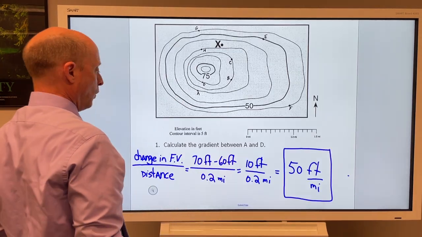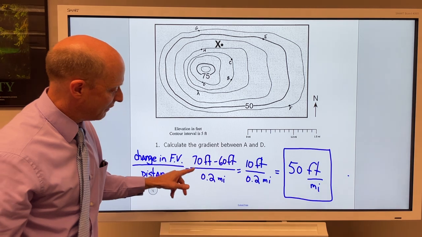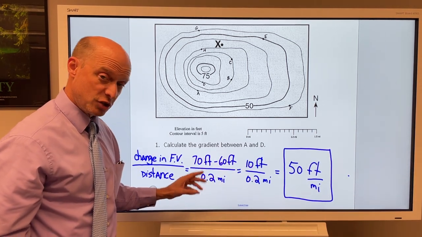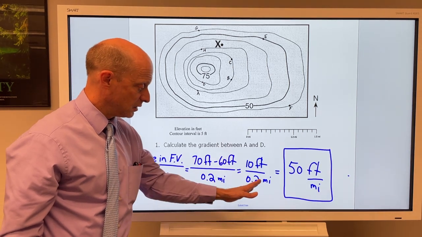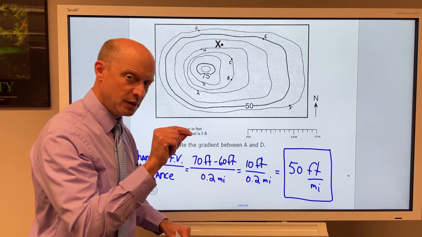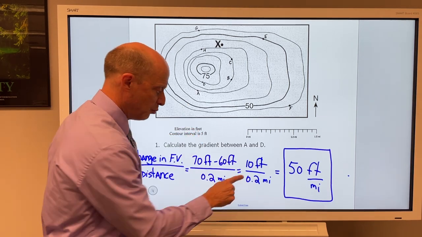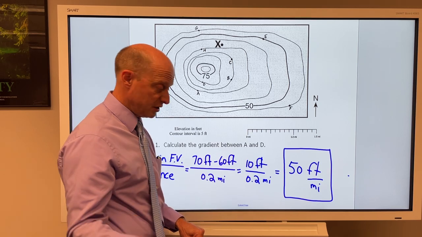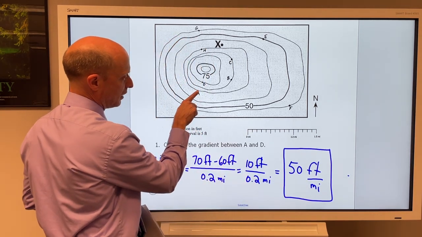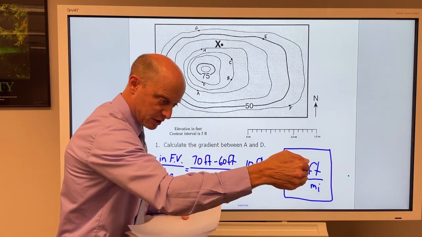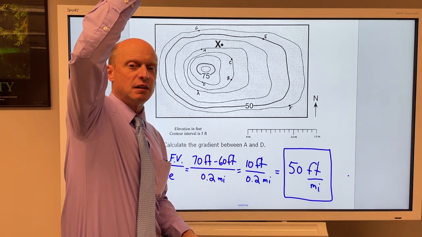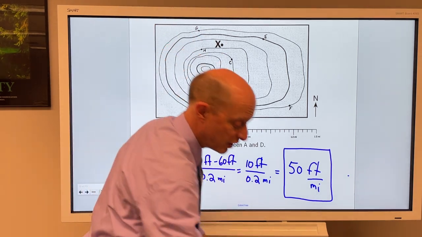So what we have here, the change in field value is 70 feet minus 60 feet, 10 feet. The distance is, you should have gotten 0.2 miles, right? So then you do 10 on a calculator. You type in 10, hit divided by 0.2, and hit equals, and then you will get 50 feet per mile. So what that means is if you're going this way, you're going uphill, for every mile you travel this direction, your elevation is rising by 50 feet. So we're putting a number on the gradient.